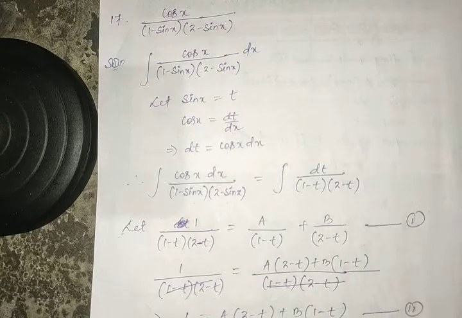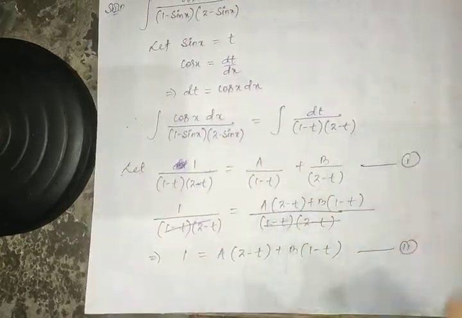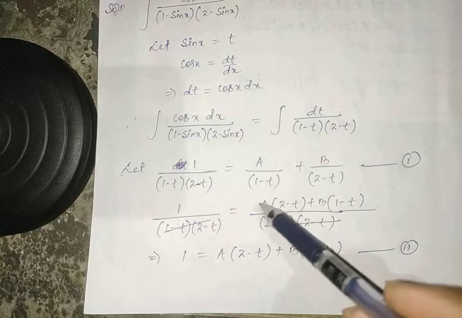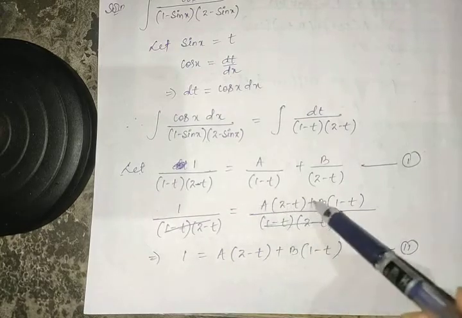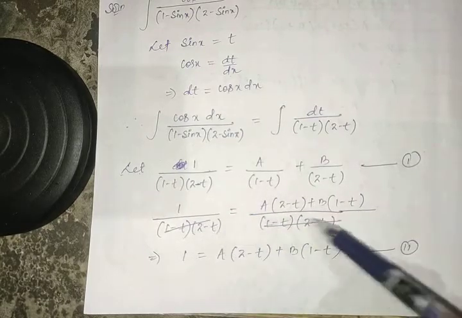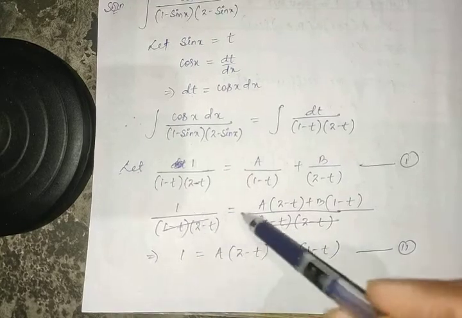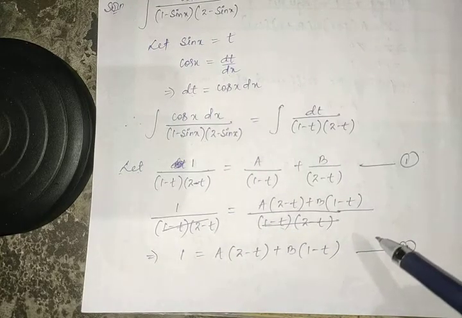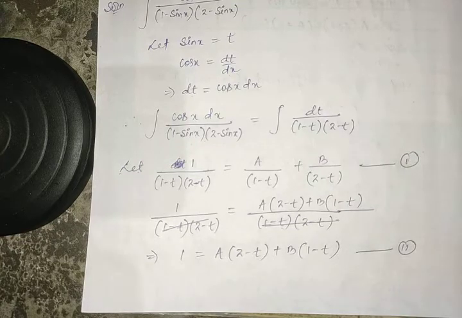Now the process is the same only. So we have to take the LCM now. Okay, so we'll get this 1 minus t into 2 minus t. So we'll get a into 2 minus t plus b into 1 minus t. So denominator is same, we can cancel it. So we'll get 1 equal to a into 2 minus t plus b into 1 minus t. So let us give this as equation 2.